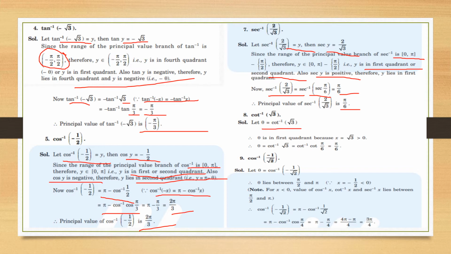Theta is in the first quadrant as the angle is positive. So theta is cot inverse root 3. Root 3 is cot pi by 6. So cot inverse cot pi by 6 means pi by 6 is my required principal value.